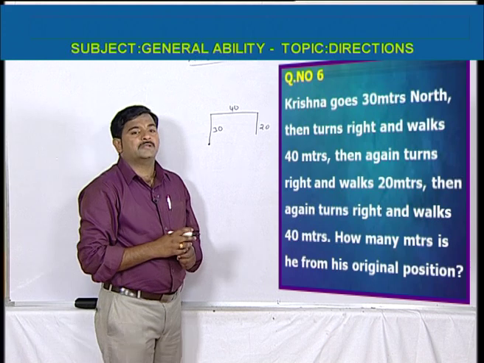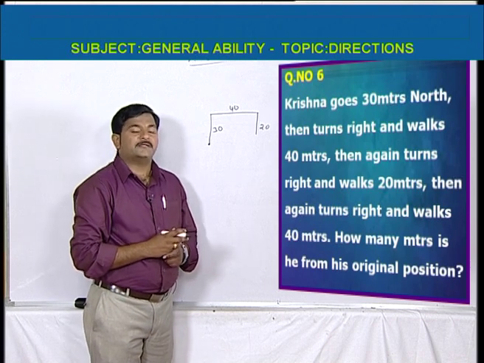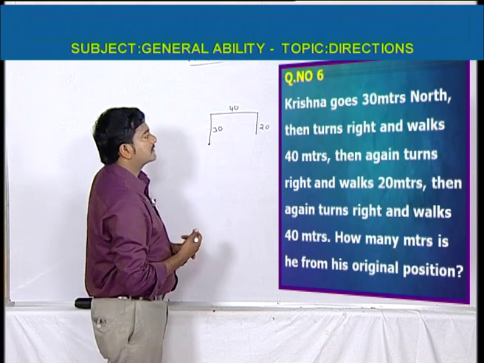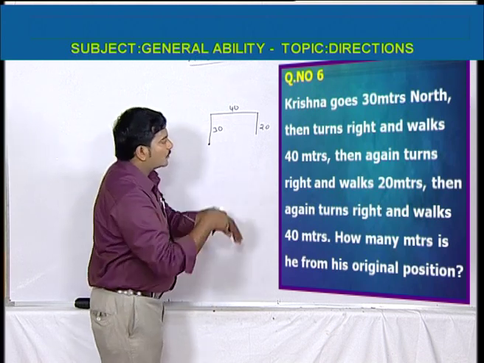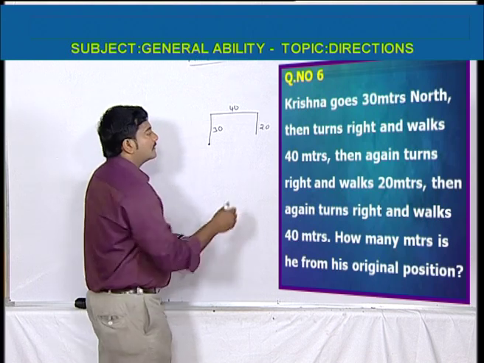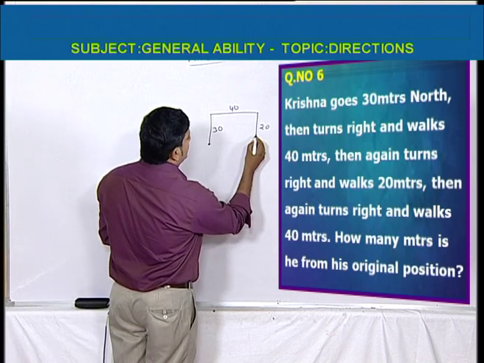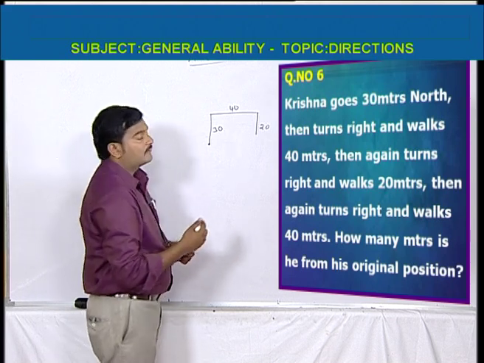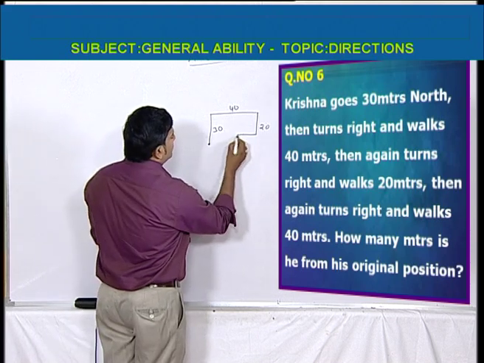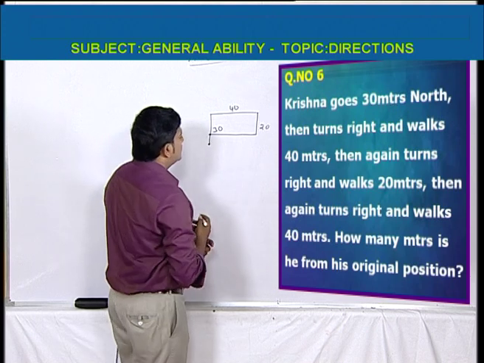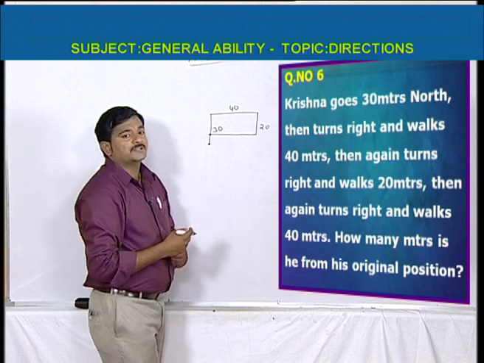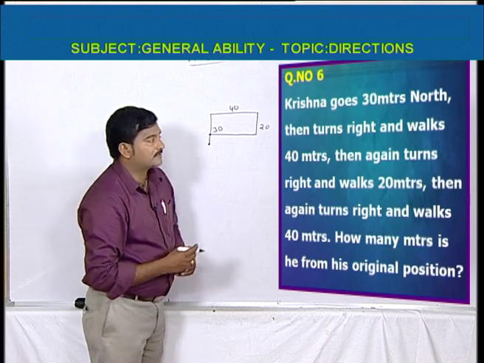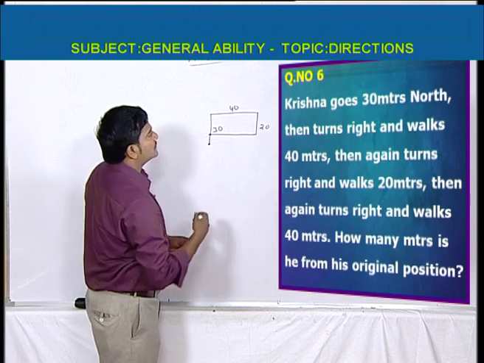Next what he mentioned here, then again turns right and walks 40 meters. So here now he is walking towards south direction, turns right and walks 40 meters. Is it 40 only? Yes. Turns right and walks how many meters? 40 meters. So simply he came to this place. Now the question is, how many meters is he from his original position?